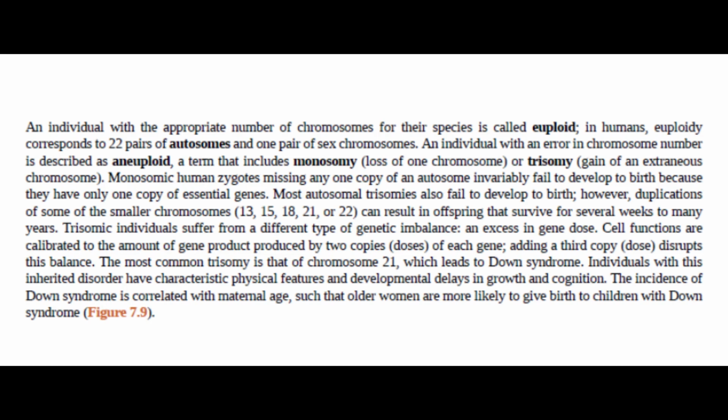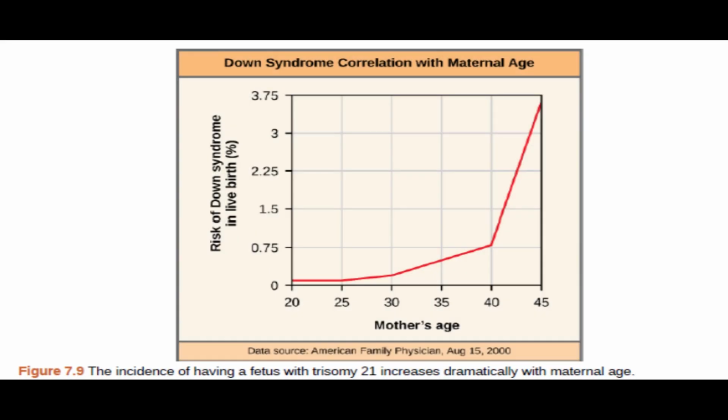The most common trisomy is that of chromosome 21, which leads to Down syndrome. Individuals with this inherited disorder have characteristic physical features and developmental delays in growth and cognition. The incidence of Down syndrome is correlated with maternal age, such that older women are more likely to give birth to children with Down syndrome. Figure 7.9. The incidence of having a fetus with trisomy 21 increases dramatically with maternal age.